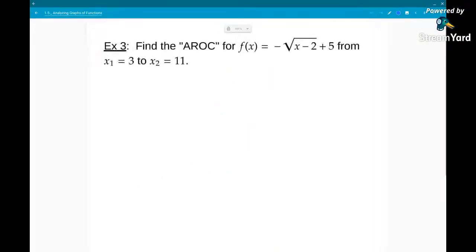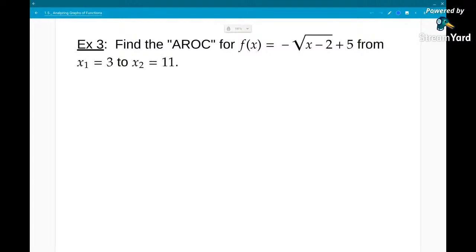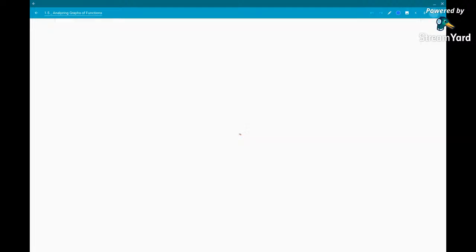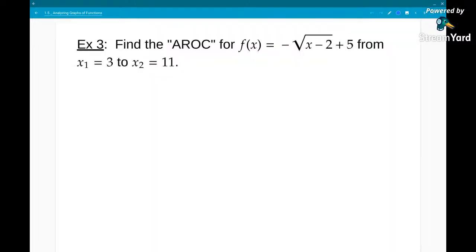Find the average rate of change for f of x equals this function from x1 equals 3 to x2 equals 11. Oh, actually, we're going to finish this video right now. I don't know why I said that. We've only got one more thing to do.